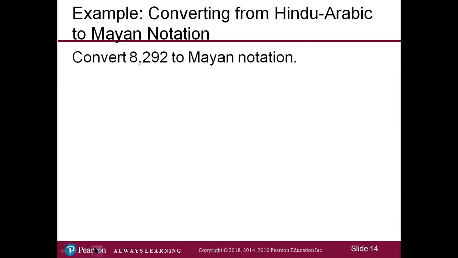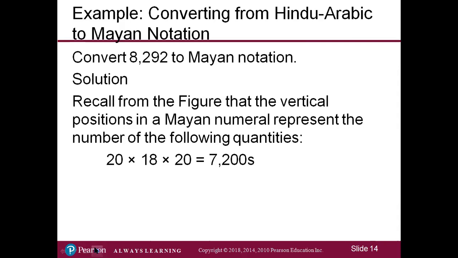So convert 8,292 to Mayan notation. Solution: recall from the figure, what figure? That the vertical positions in the Mayan numeral represent the number of the following quantities, 20 times 18 times 20. So they don't have an exact base 20 system. They've got this stacking system that starts at the bottom at units. The next level is base 20. But instead of going 20 squared, they go 20 times 18. And then instead of going 20 cubed, they go 20 times 18 times 20. So it's not quite a base 20 system.